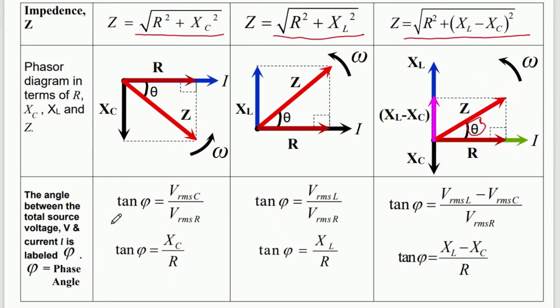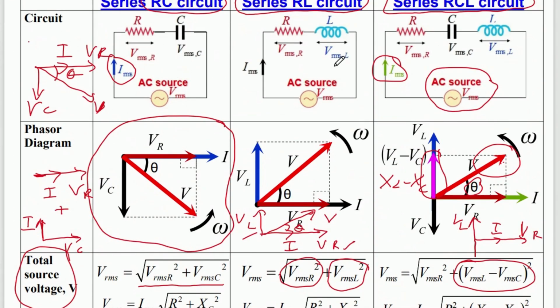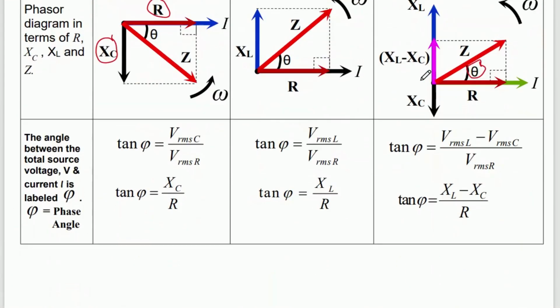So tangent theta, or tangent of the phase angle, equals V_RMS,C over V_RMS,R, or tangent theta equals XC divided by R. For the RL circuit, tangent theta equals V_RMS,L divided by V_RMS,R, which is XL divided by R. For the RCL circuit, tangent theta equals (V_RMS,L minus V_RMS,C) divided by V_RMS,R, or in terms of impedance, (XL minus XC) divided by R. So this is for the combination circuits: the pure RC circuit, the RL circuit and also the RCL circuit.